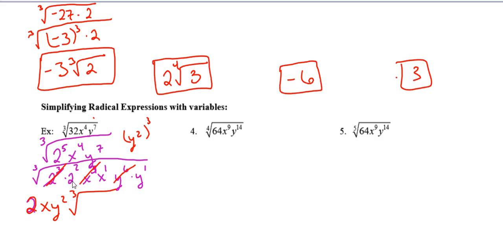So let's simplify this. 2 squared becomes 4. X to the first we'll just write as x, and y to the first we'll just write as y. And there's our simplified version of the example.